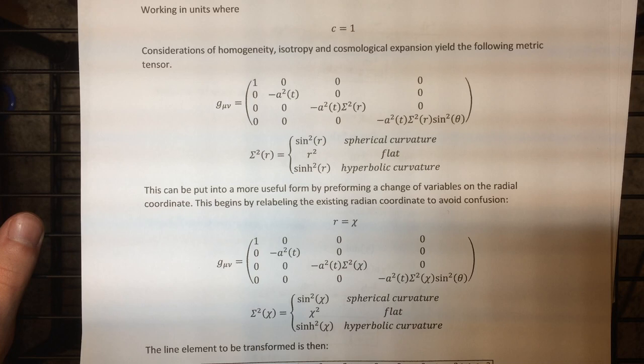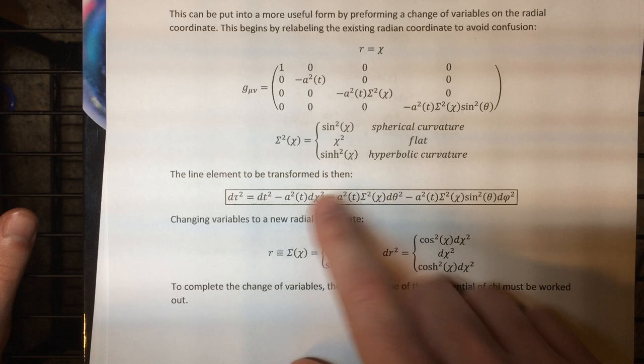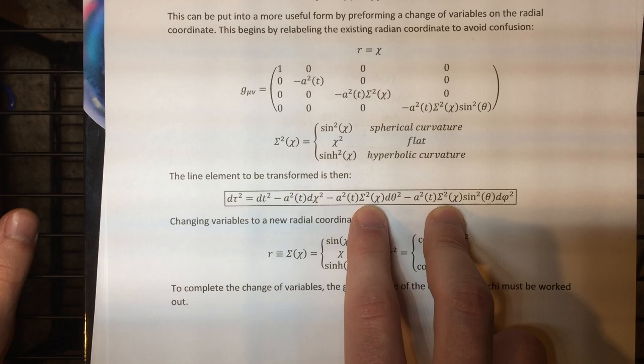So then we'll transform from chi to r, where r is the new radial coordinate and chi is the old one. So then now we have this. Okay, so then the line element we're dealing with is this. Now we're just transforming the radial coordinate. So we need to transform this differential, and then we need to transform these functions there. Okay, so the change of coordinates is as follows.